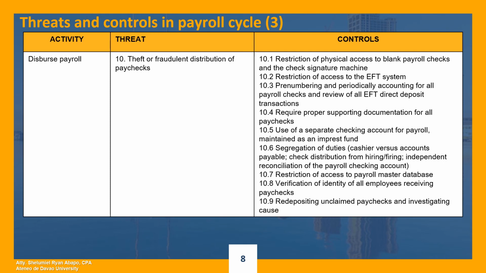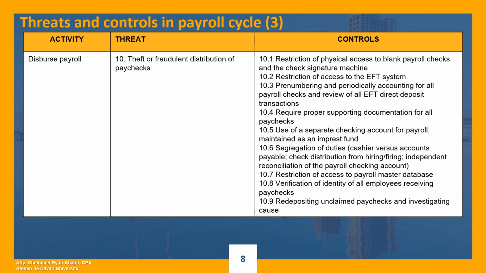One is to restrict the physical access to bank payroll checks and the check signature machine. Similarly, the ability to authorize fund transfers, electronic fund transfer transactions, should be restricted and controlled through the use of strong multi-factor authentication. All payroll checks should be sequentially pre-numbered and periodically accounted for. If payroll is made via direct deposit, all electronic fund transfer transactions should be reviewed. The cashier should sign all payroll checks only when supported by proper documentation.